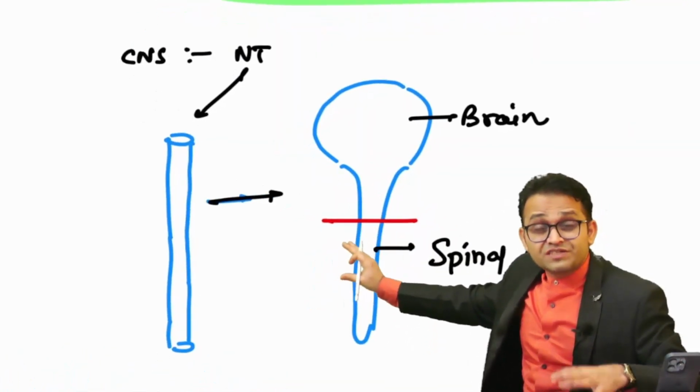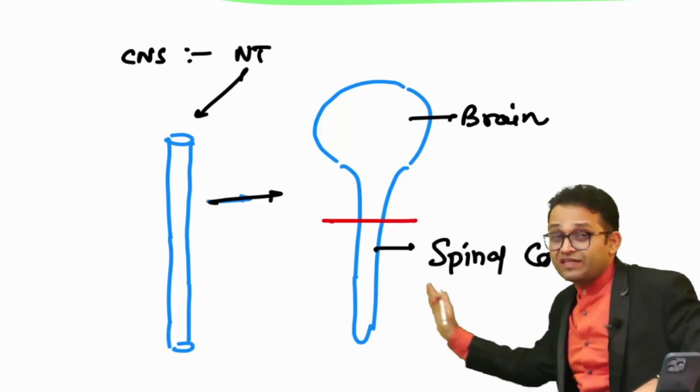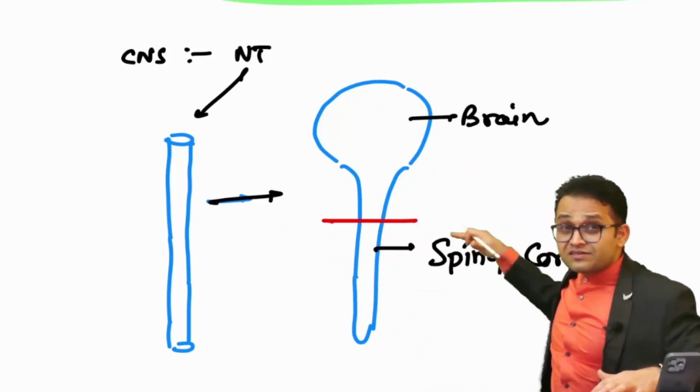The central nervous system is derived from the neural tube. The cranial part is making the brain. The caudal part remains narrow, that is our spinal cord. We had cut the spinal cord in a transverse section.